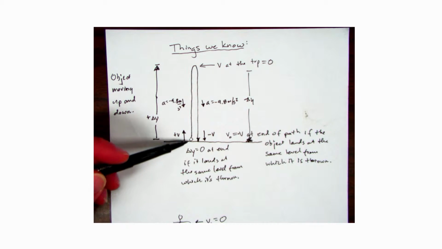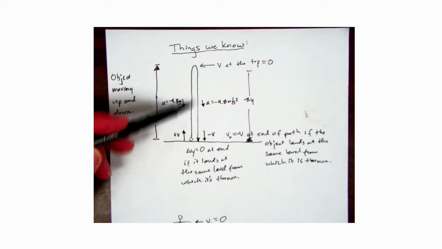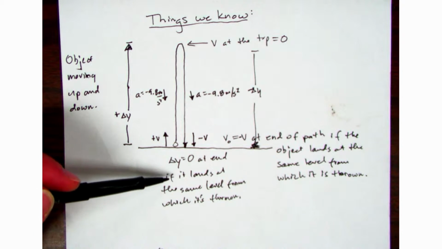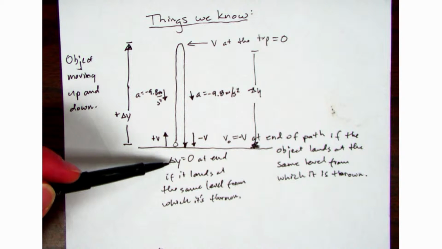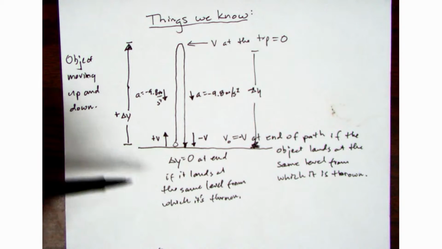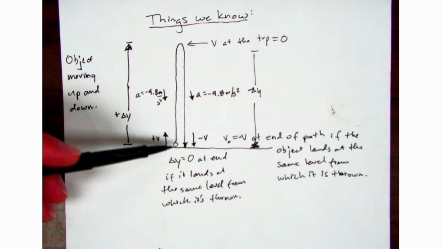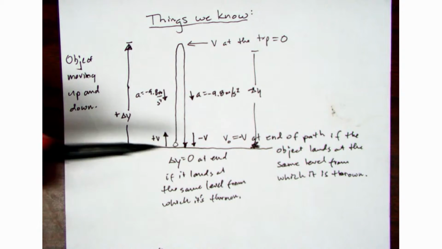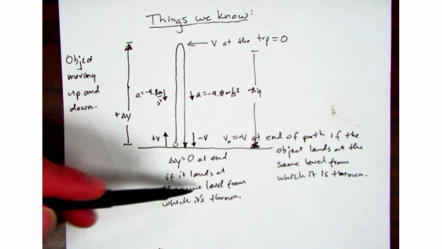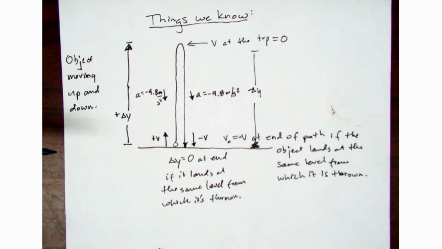If we throw the ball up and it lands at the same level that it started at, then we know that the delta y, the displacement, is 0. It's kind of like if you run around a circular track and you end up where you started, you have no displacement. Well, the same is true here. If we start at ground level, throw it up, and it comes back down to ground level, the displacement is 0. So that is useful information for some of the problems that we do.